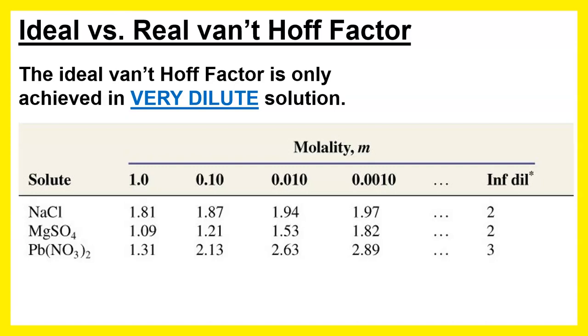Everything we're doing, unless they give you the real Van 't Hoff factor, you just assume it's ideal. But if they told you, hey, the real factor is 1.81, then in your calculations use it. If they don't tell you, then you would just use 2.